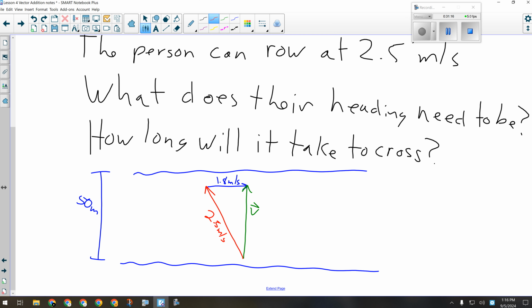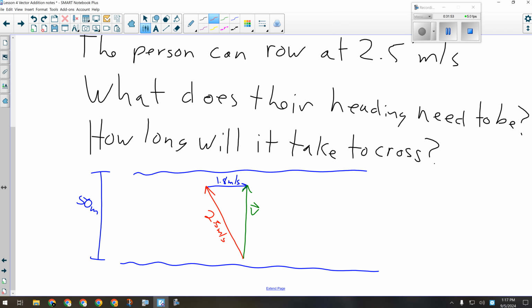I'm still doing tail to head, but I don't know where to point the first arrow until I draw what the arrows add up to and the one arrow that I know. We still know that that arrow here connects beginning and end. So I use it to figure out where the first arrow, the rowing arrow, would point. I know how long that arrow is because the question says the person can row at 2.5 meters per second. That's great. Do you think the boat ends up going 2.5 meters per second?